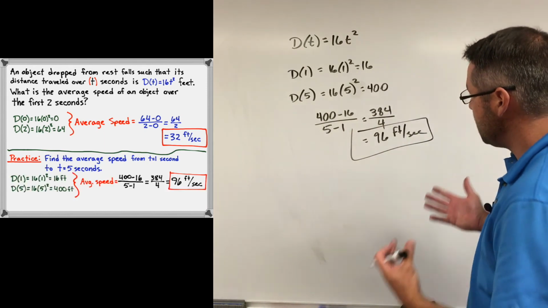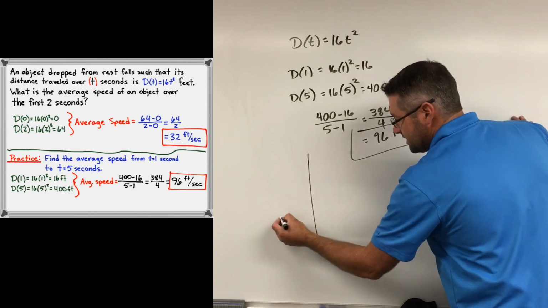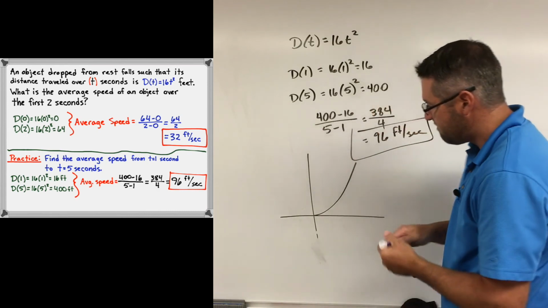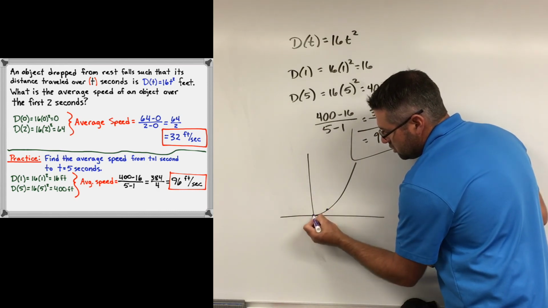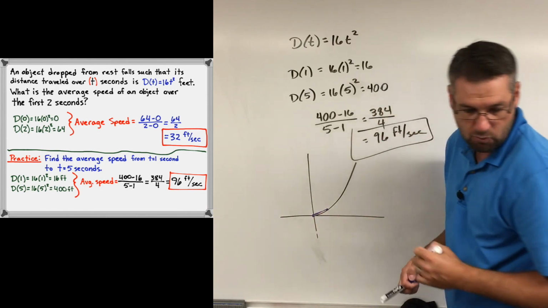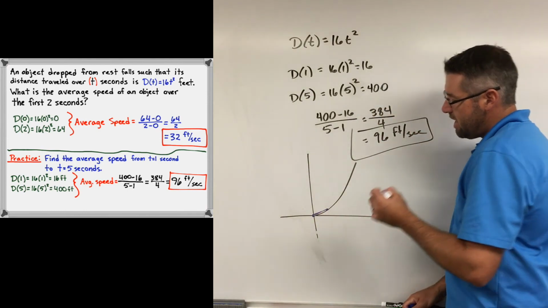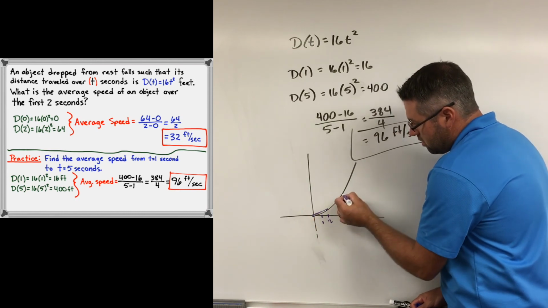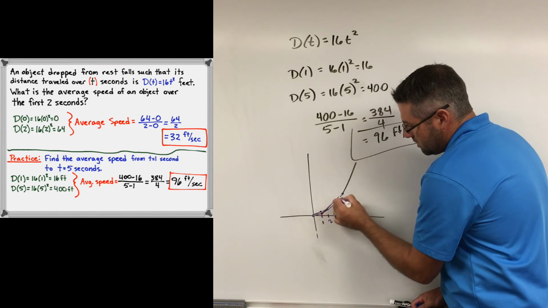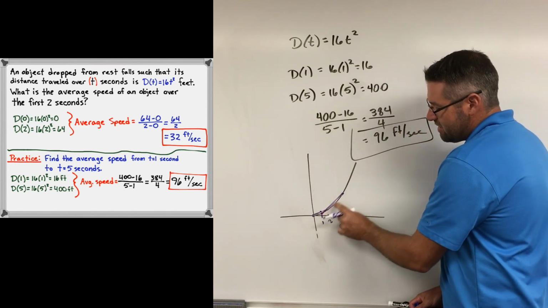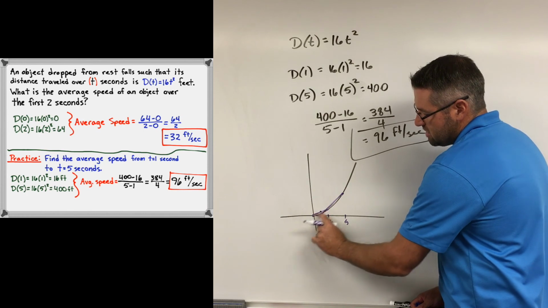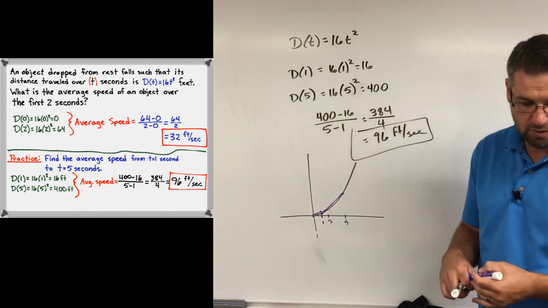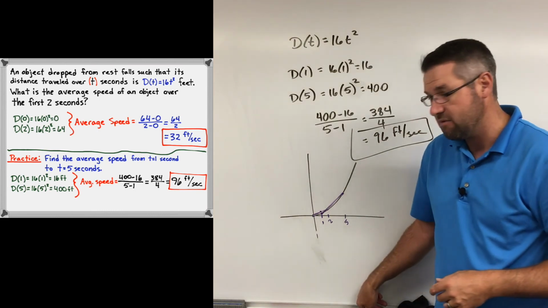Now, what does that mean? Like I said, this should make sense. We had a parabola here, and in the first case, we found the speed from 0 to 2, and that rate was 32 feet per second. Now, from 1 to 5, we found that rate, and so we drew another line. We can see that this line is steeper than that line, so its slope is going to be greater, and in fact it is. 96 is greater than 32. So that is the idea of the average rate.